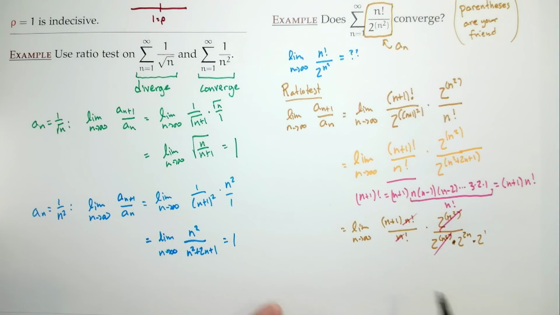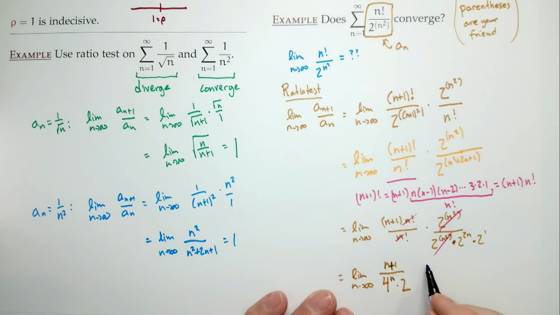So, what's left? Well, I have the limit as n goes to infinity. Upstairs I have n plus 1. Downstairs I have 2 to the 2n, which is the same as 4 to the n, because it's really 2 squared to the n, and then there's a 2. So now we're to the place where we say, what's going on? If we stare at this, and we don't have to stare very long, we should understand these things.